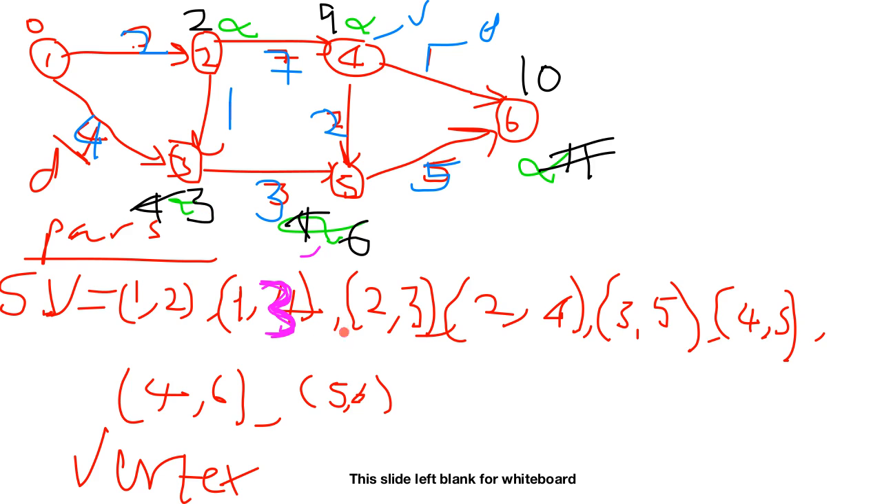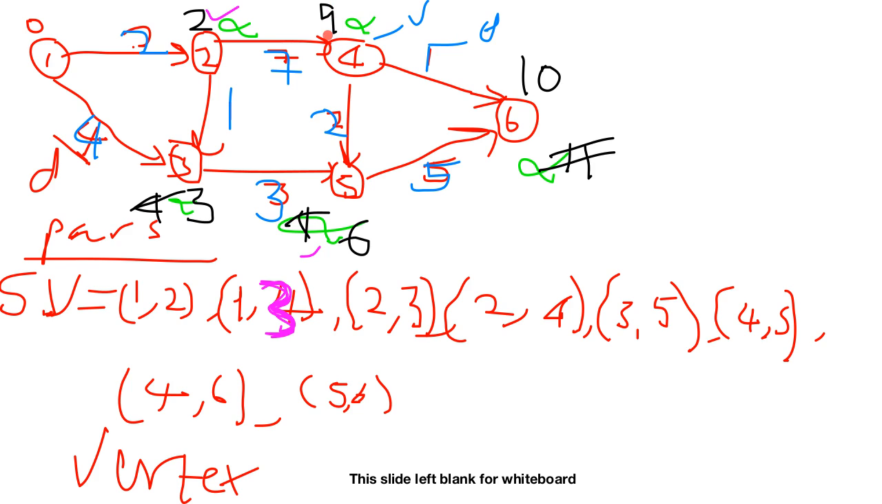Then we move from 2 to 3. And already we have done that. Then 2 to 4. Remember, for you to move 2 to 4, we are supposed to take this 2 plus this 7, which is supposed to be 9. So the distance is still okay. We retain the distance the way it is.